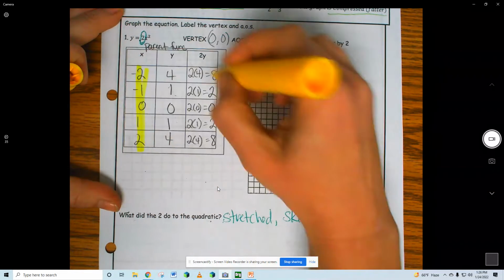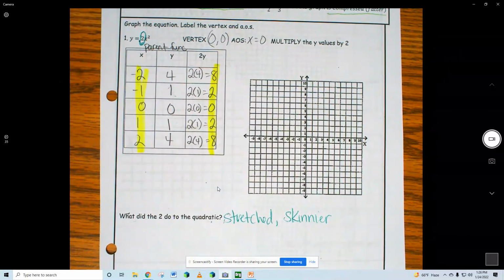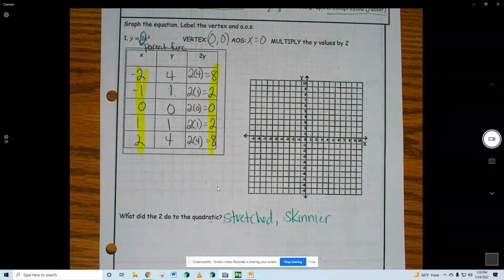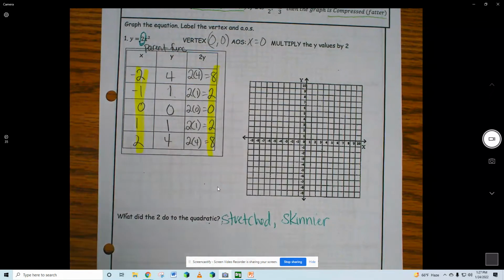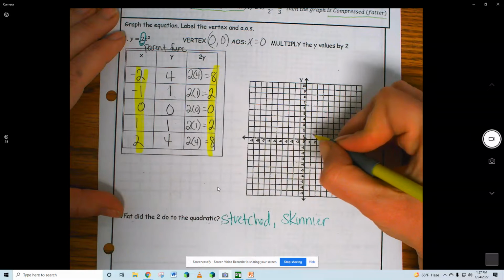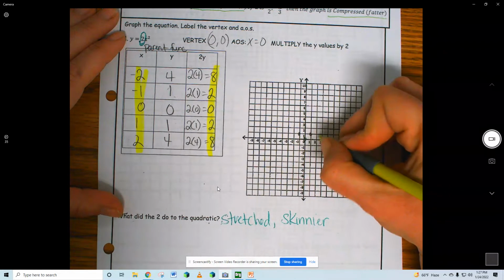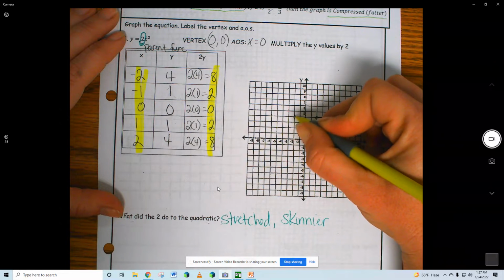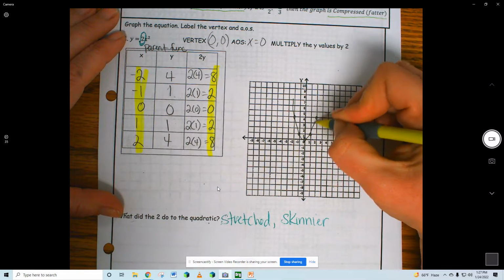I am going to move these movements that are highlighted. Over 1, up 2. Over 2, up 8. The 0, 0 just means that you keep your vertex where it is. My vertex today is 0, 0. Tomorrow it's going to move, H, K. So I'm going to plot my parent function, and then I'm going to move the 2, 8, 1, 2. So my parent function is 0, 0. Over 1, up 1. Over 2, up 4. So this pencil is going to be my parent function.